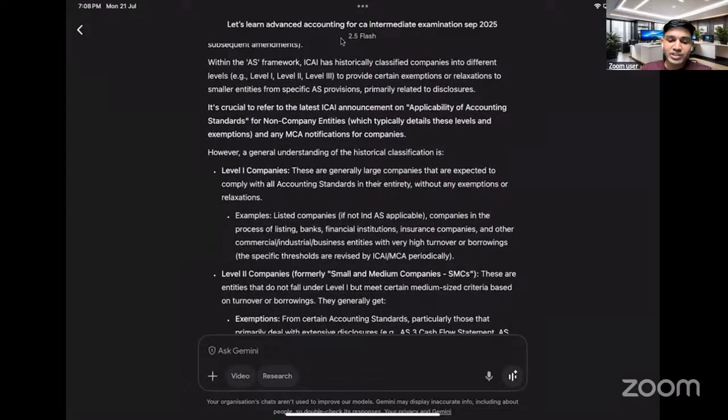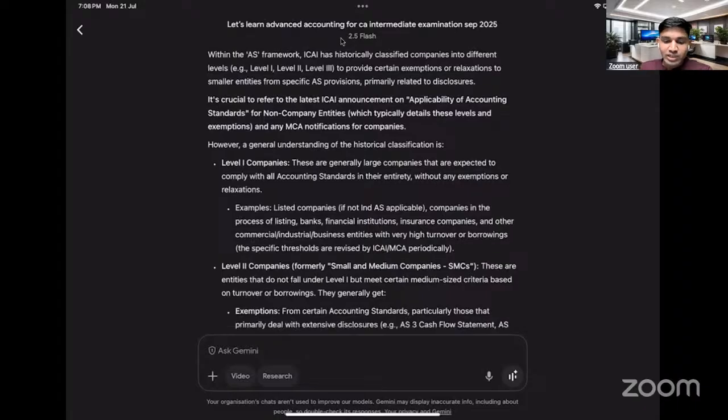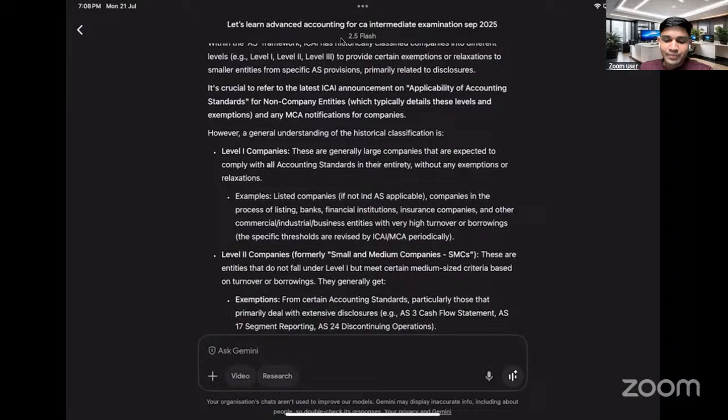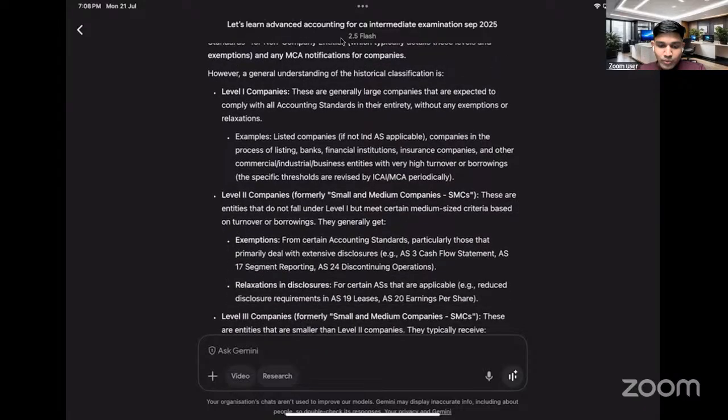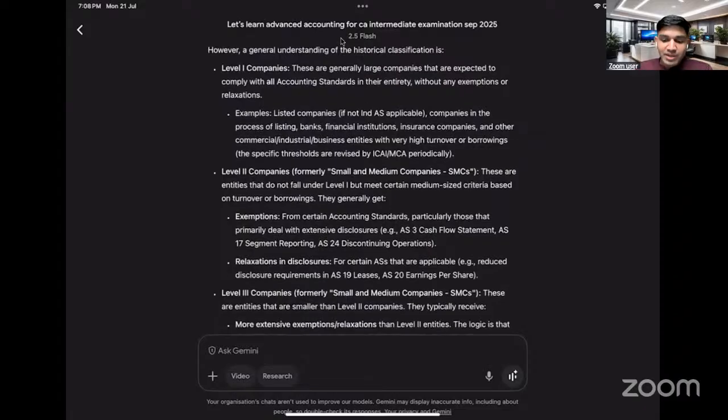However, a general understanding of the historical classification is as follows. Level 1 companies are generally large companies that are expected to comply with all accounting standards in their entirety without any exemptions or relaxations. These include listed companies, companies in the process of listing, banks, financial institutions, insurance companies, and other commercial, industrial or business entities with very high turnover or borrowing. The specific thresholds are revised by ICAI and MCA periodically.